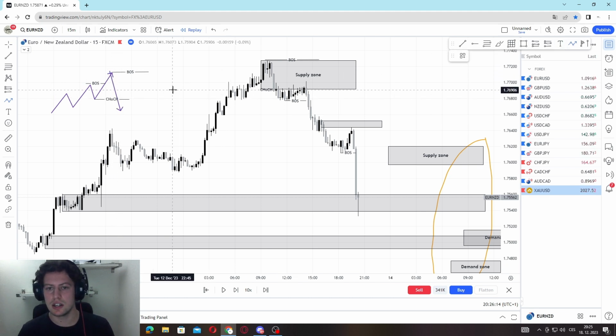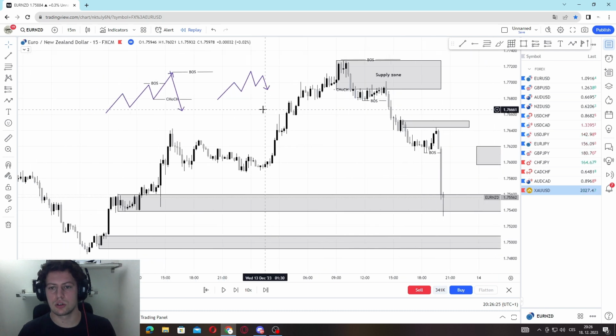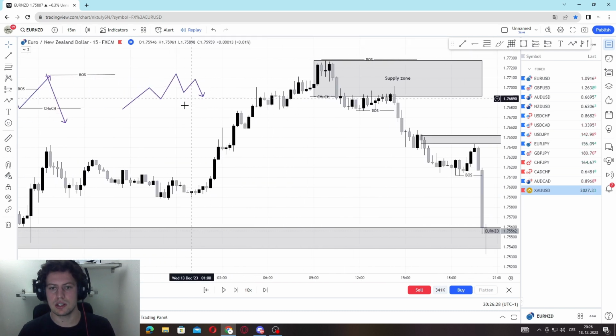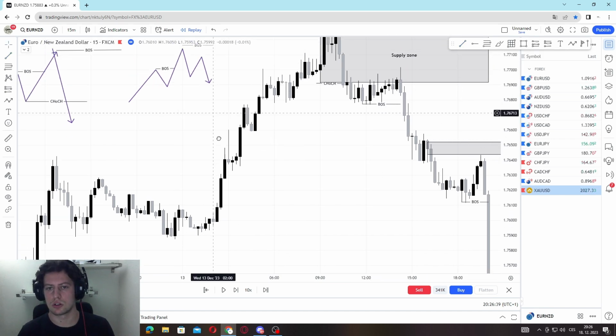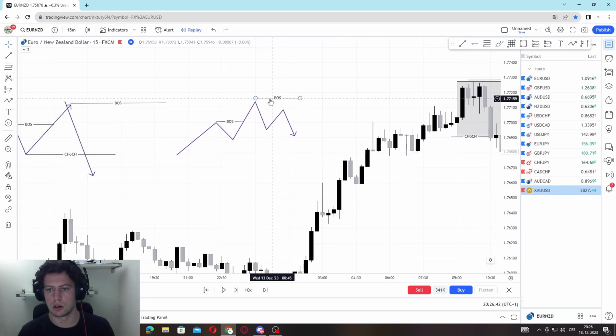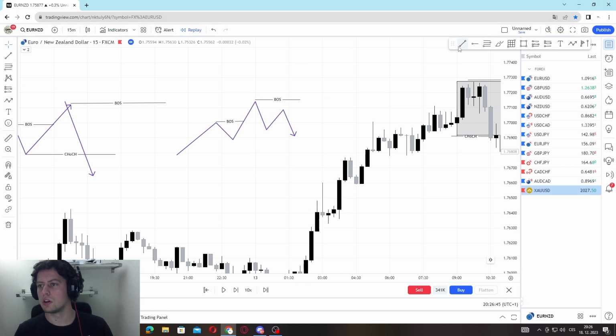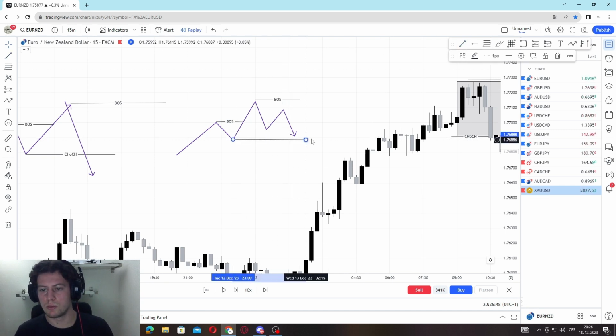Sometimes you will see that the price will do like this, this, and this. This is not a change of character. You can see this is below. We have a break of structure, that's okay. We have here a potential break of structure. I will just make it bigger. And the real change of character would be here, because this is the last break of structure and the price has to go below this.